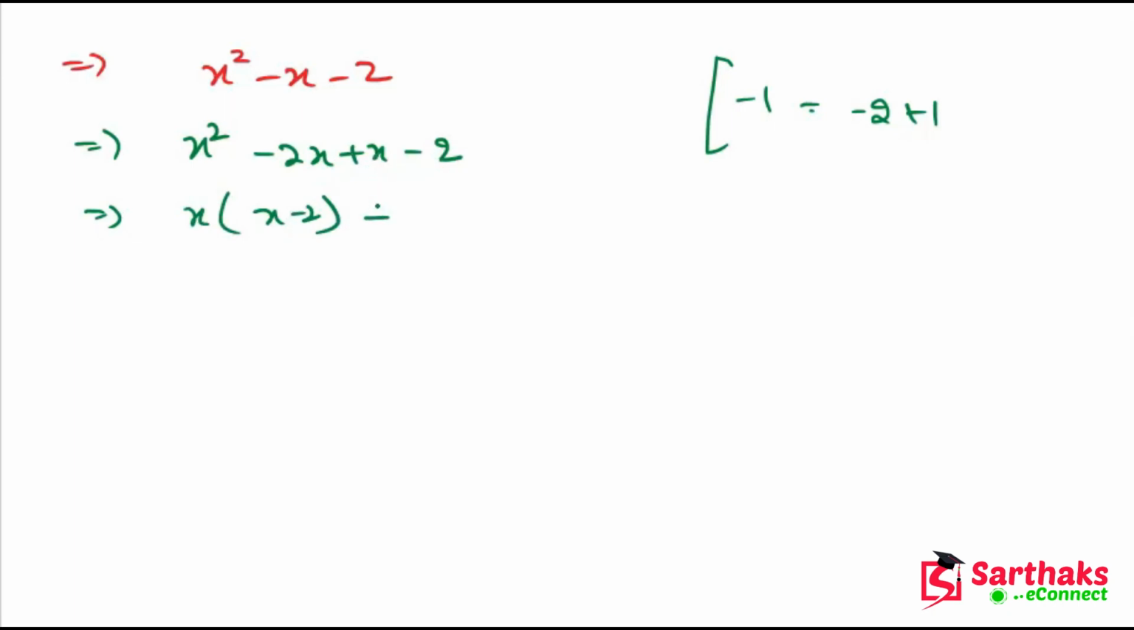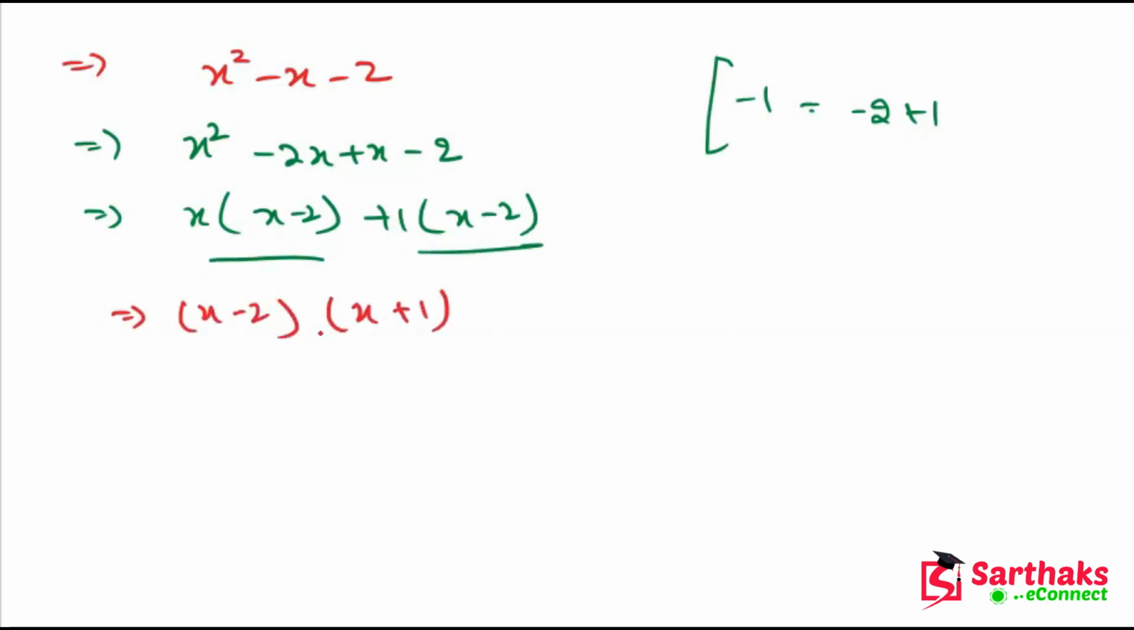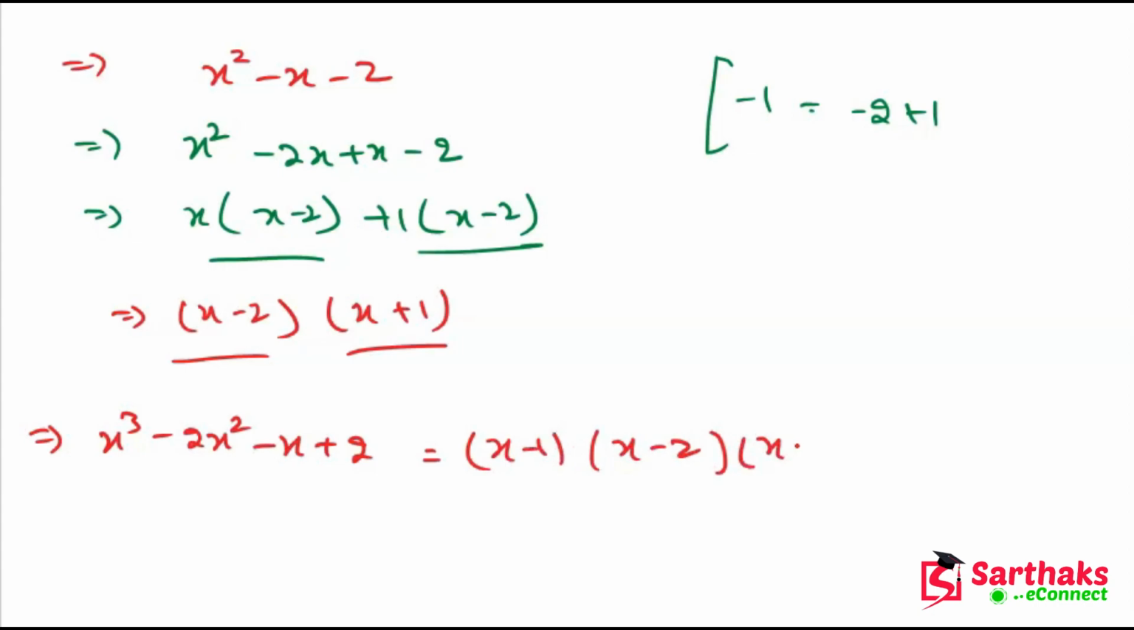From the other two terms there is no common, so we take plus 1 as a common, so we get x minus 2. So from these two terms x minus 2 is common, so we take x minus 2 as common, and we get x plus 1. So these are the two factors. So x cube minus 2x square minus x plus 2 has the factors x minus 1 into x minus 2 into x plus 1. These are the three factors of this polynomial.